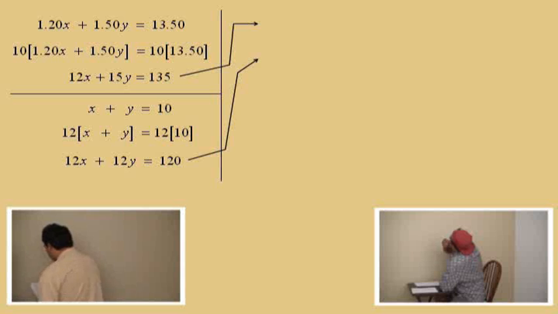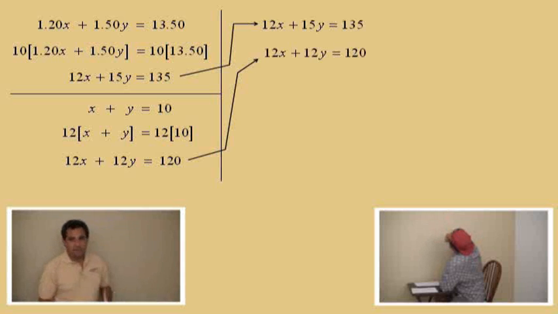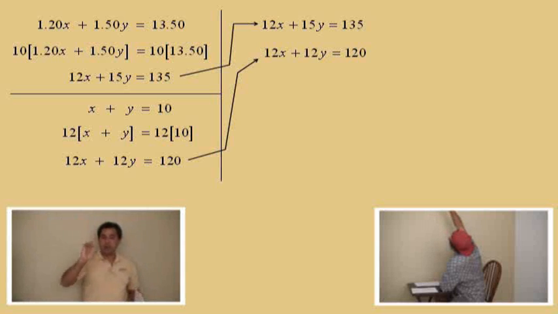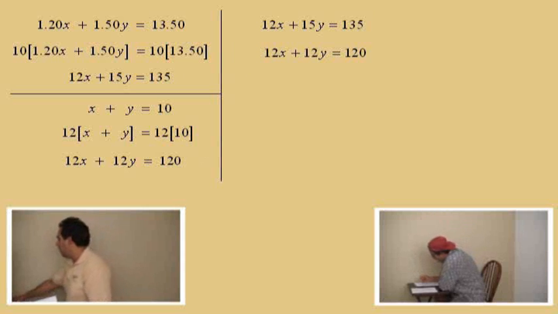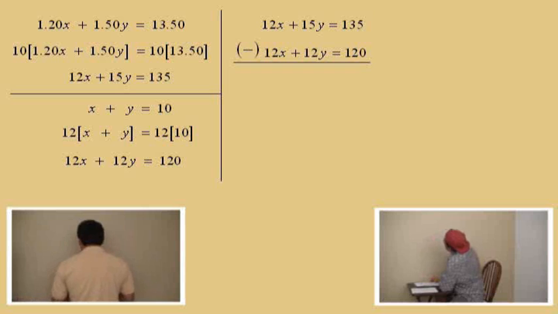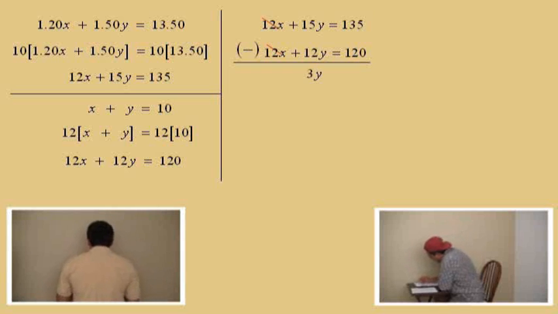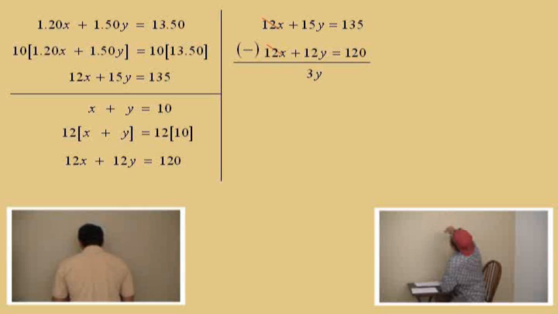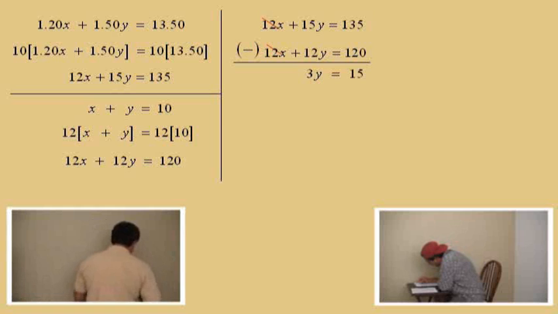Okay. There they are. And notice, we have a 12x up there and a 12x down here. They're both the same sign. So what do we do, Charlie? Add or subtract these equations? Subtract. We do subtract. Okay. So those 12x's. 12x subtract 12x is 0. So those are gone. Now, what's 15y subtract 12y, Charlie? 3y. 3y. And what's 135 subtract 120, Charlie? 15. 15. Very nice. Okay.